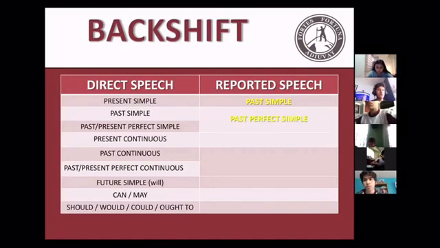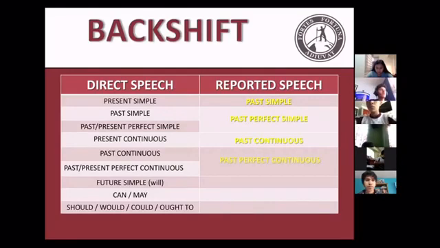Present continuous. What does present continuous go back to? Alexa, past continuous. Good. And Jan, past continuous. Excellent. Well done. What about past continuous or present perfect continuous? Past perfect continuous, Alexa. Yeah.